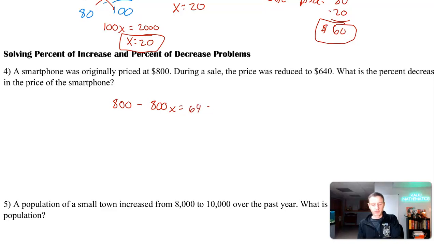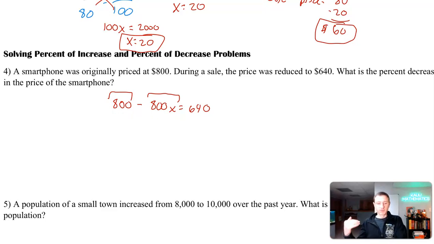And we got to $640. So we had the original price, and then we subtracted off the percentage of 800, right? Because if it was, let's say, 50% off, I would take 800 minus 50% of 800, and that will give me my sale price, or the reduced price.